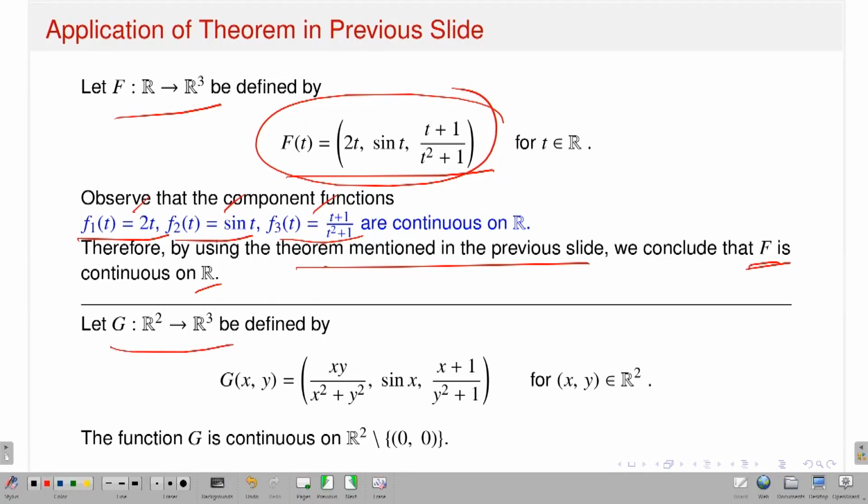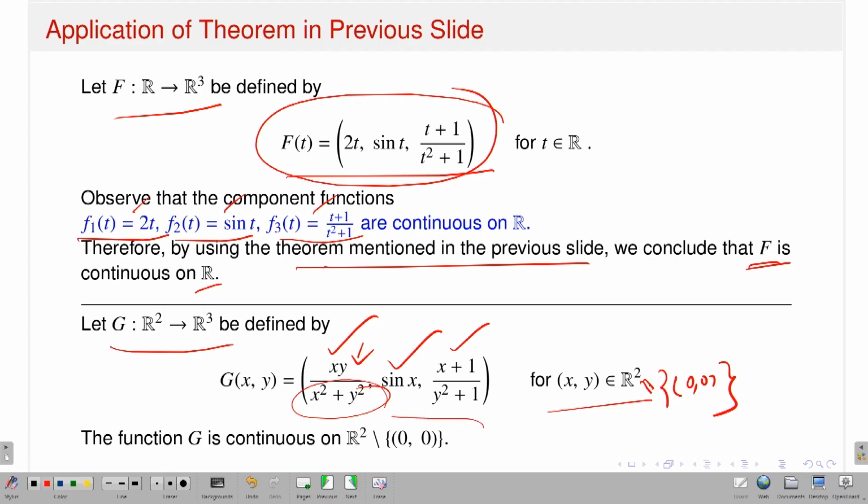Okay. So, this is another example. This is a function from R2 to R3, so it will have 3 components. You just identify the component functions. The first component function is xy divided by (x square plus y square), the second one is sin x, and the third is (x plus 1) divided by (y square plus 1), whenever (x, y) belongs to R2. Of course, these functions make sense only if I take out the point (0, 0), otherwise this does not make any sense. So, I should say that this G is defined for all (x, y) in R2 minus (0, 0). It should not be R2, it should be R2 minus (0, 0), because otherwise it does not make any sense.